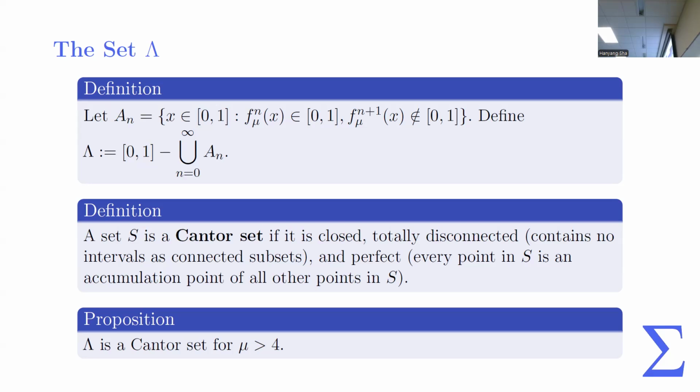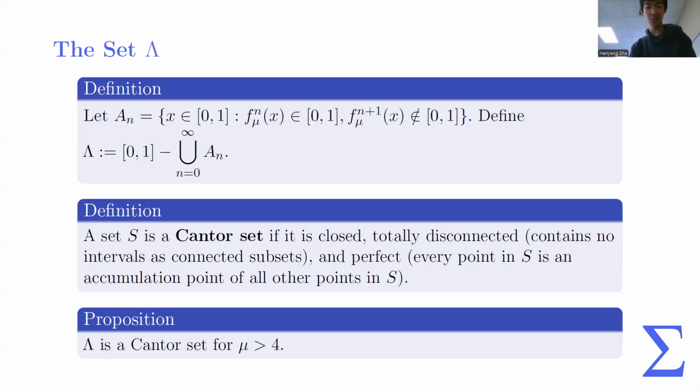So this makes sense. So basically, we want to construct a set where all points in the set will always remain in 0, 1, no matter how many iterations you take. And we want this because when it goes outside 0, 1, then it will just go to negative. And then this is actually a Cantor set. Lambda is actually a Cantor set.